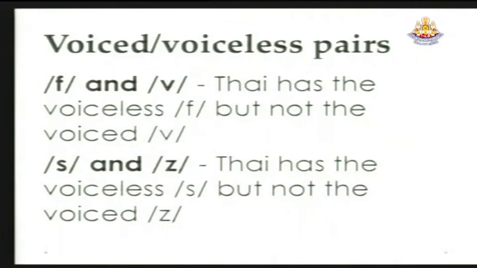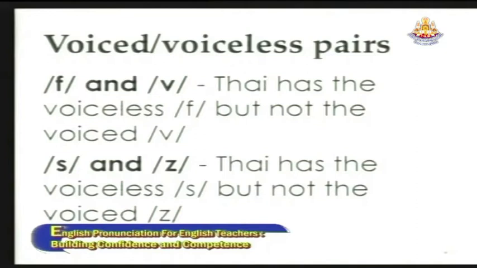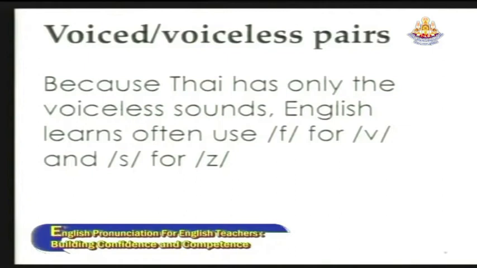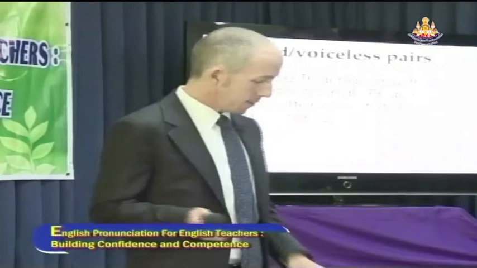Okay, so voiced and voiceless. F and V, like you said, Thai has the voiceless F, but not the V. S and Z, Thai has the voiceless S, but not the Z. So what happens when you or your students are speaking English? Well, because Thai has only the voiceless sounds, English learners often use F for V and S for Z. That's what you do, and that's what your students do also. And you need to hear that and help your students improve, okay? All right, so that's F and V.